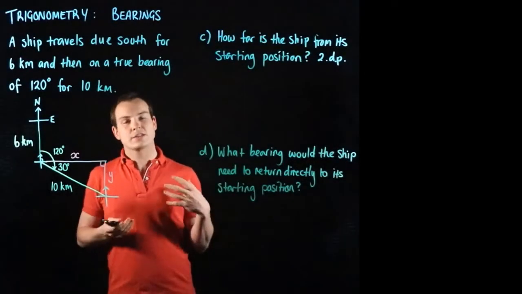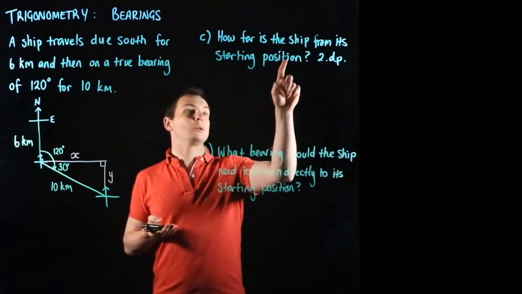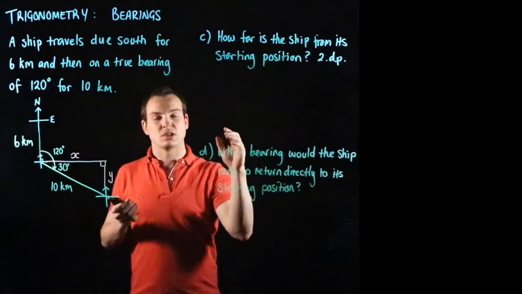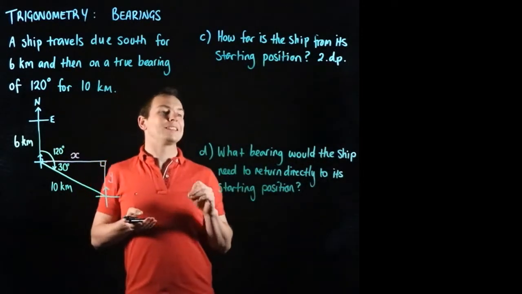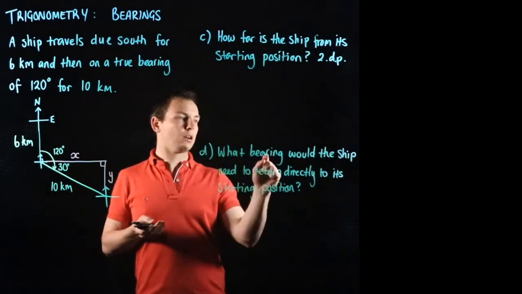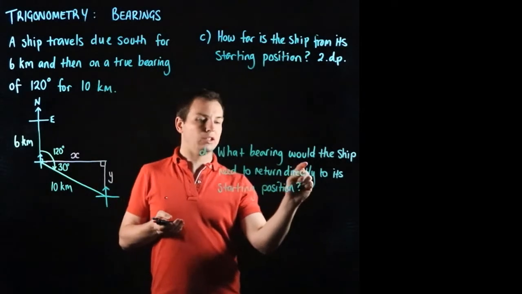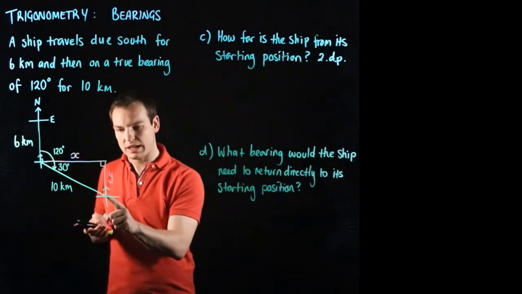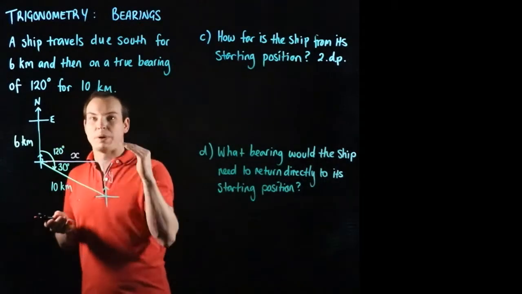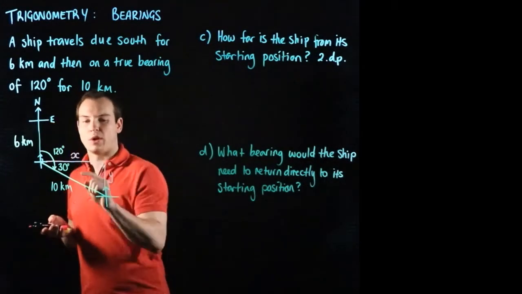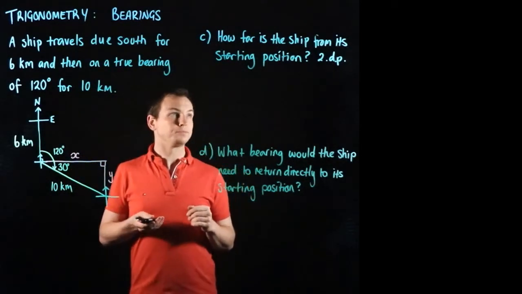All right, so the next 2 parts of this question are going to ask us, first of all, how far the ship is from its starting position. So if we considered a direct line from its start to its finish. And the second bit is going to be what bearing would the ship need to take if it wants to return directly to its starting position. So if it wanted to go from here straight back to the start rather than going back along the pathway it took, if we just went straight from the end position to the start position, what bearing would be required?